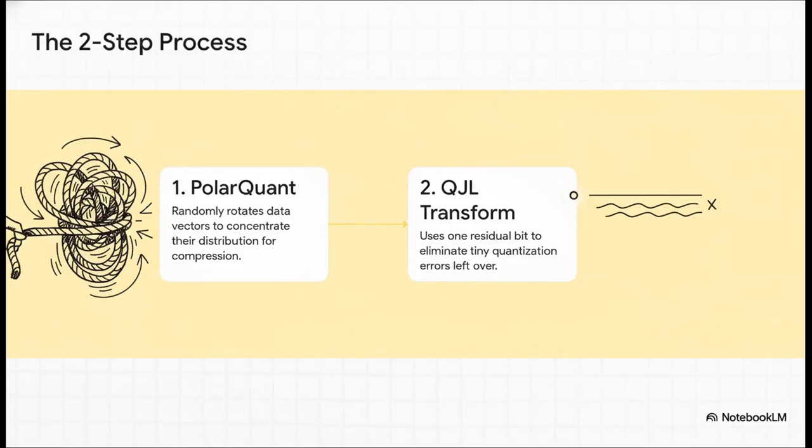It's a 2-step dance. First, a step called PolarQuant randomly rotates the data. Now that sounds weird, but what it does is force all the data points into a much more uniform, concentrated shape. Think of it like straightening out a tangled mess of yarn before you try to roll it up. It just makes it way easier to compress. Then, the second step, the QSJL transform comes in and uses just one residual bit to correct any tiny errors or bias. Yeah, you heard that right. A single bit to clean up all the mess.